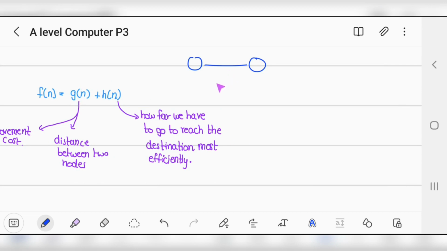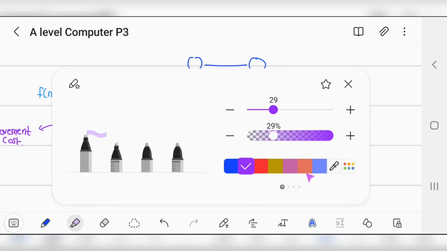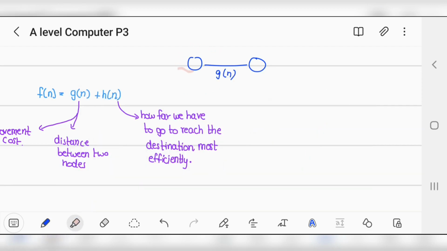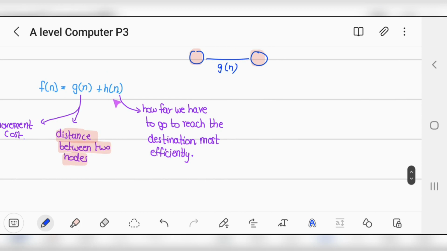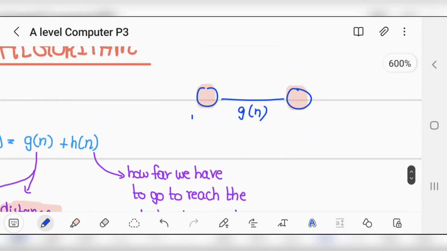First thing is the cost, which is Gn. Okay, the distance between two nodes. What should be the cost? How much cost will it take to go from your home to your university? 500, 700, or $5 or $6, something like that. So the distance between two nodes, node A, node B, which is represented as Gn. Movement cost. What is Hn? Hn is this. This is your Hn. Okay.